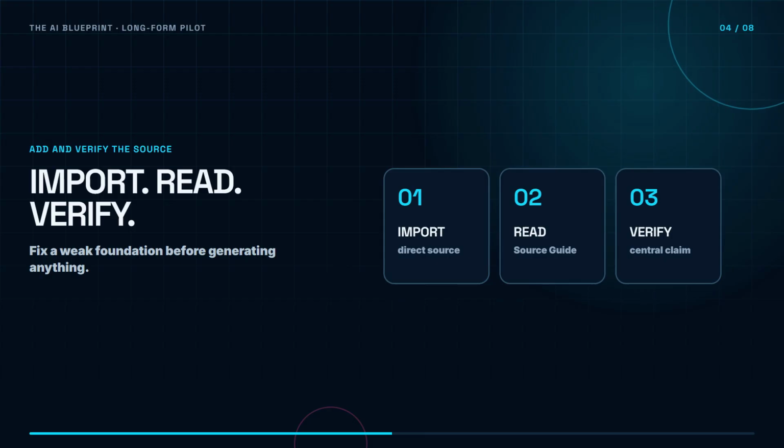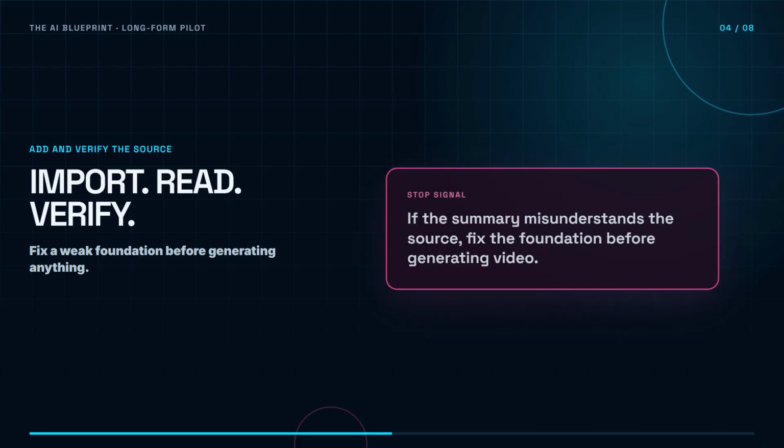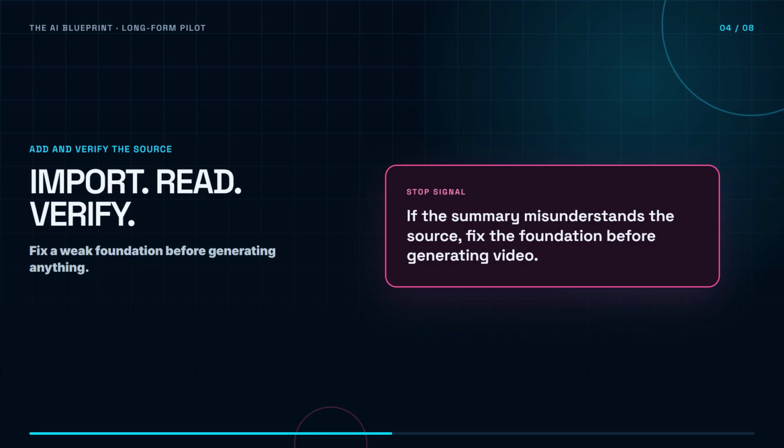Do not skip this. If the summary misses the central idea, confuses a limitation, or pulls in irrelevant sections, stop and repair the source. A polished animation built on a bad summary is still a bad video. Also remember that an imported source is a notebook copy or synchronized version, depending on its type. If a product page changes, refresh or replace the source before making an updated tutorial.